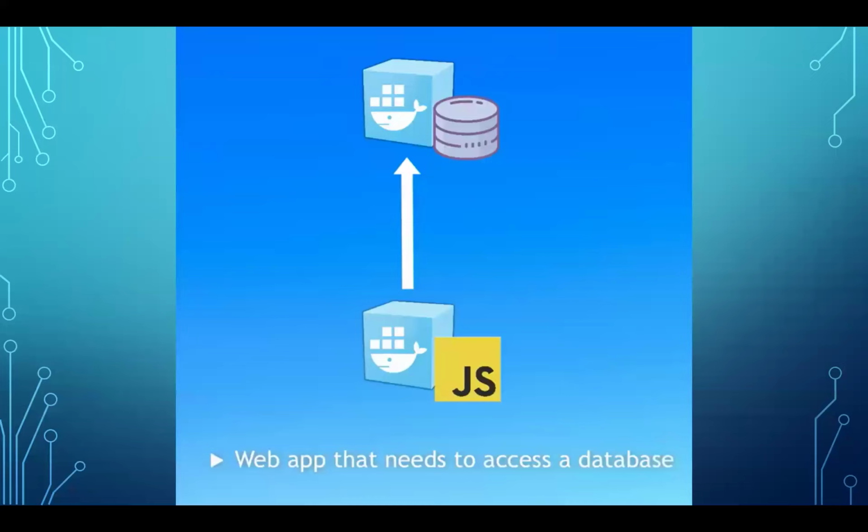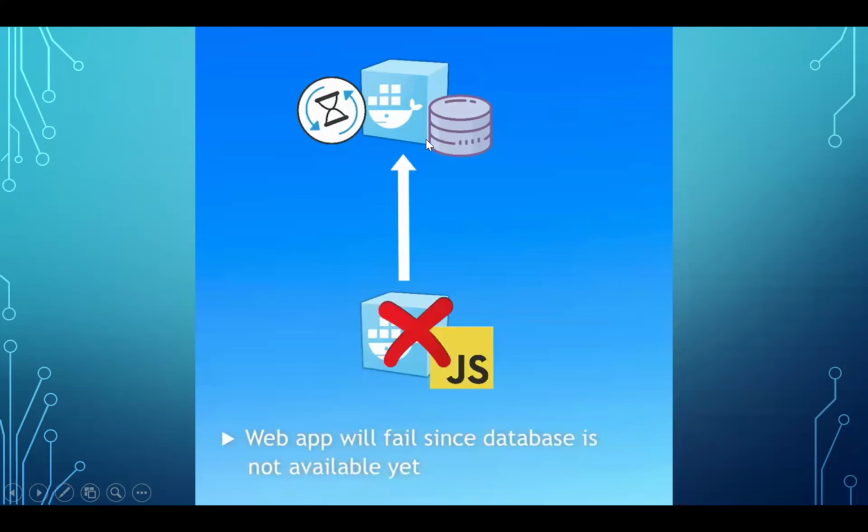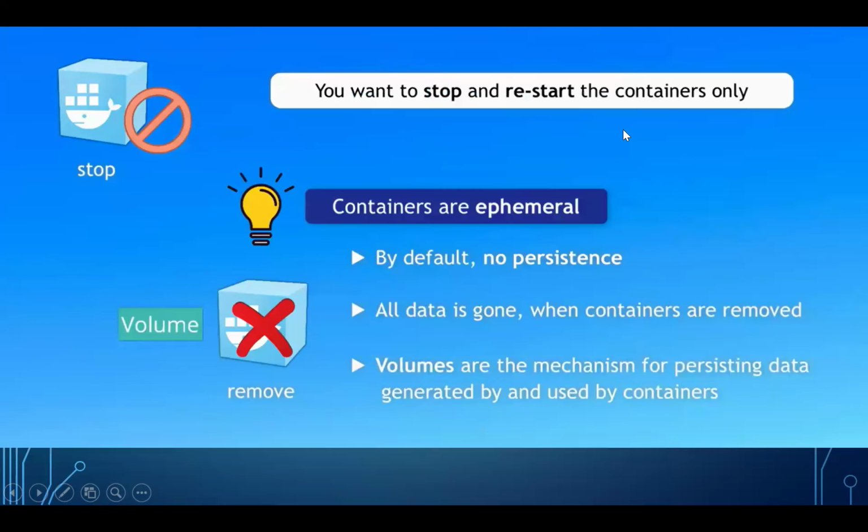So that depends on, basically, suppose this app is depending upon a database, right? The web app needs to access a database, and the web app will fail if the database is not available. Whenever there is a dependency of one service on another service, and the other service is not available, this service will fail automatically. Suppose I remove this database part, our application will fail. That's why we need to put that depends_on part.